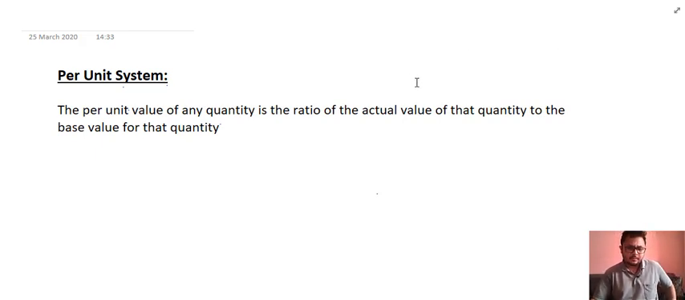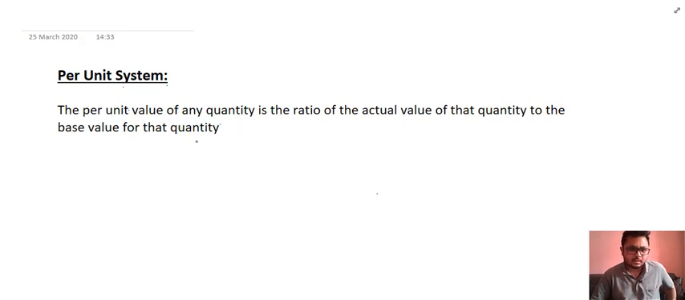So this is the first lesson on power system, that is CAPSA. In power system we have already covered a few topics in class. As this is a video lecture, whatever portion is left I will be continuing in depth. So let us start with the per unit system.